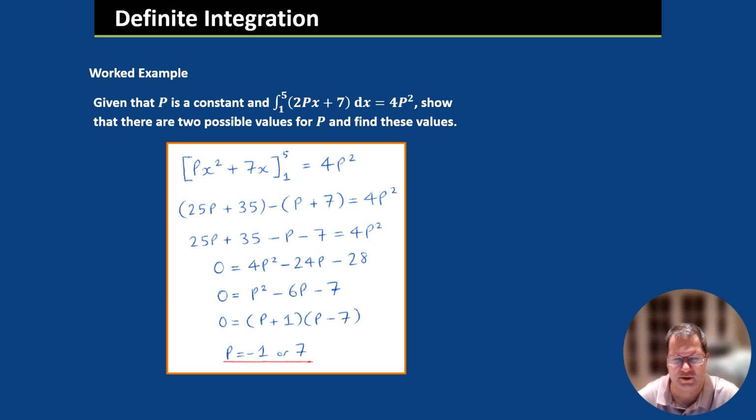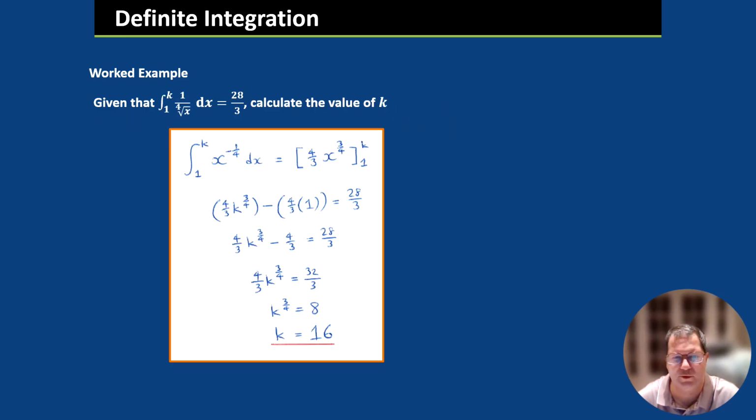Substituting our limits, px squared plus 7x, when we put 5 in it, is 25p plus 35. When we put 1 into px squared plus 7x, we get p plus 7. So we're subtracting p plus 7 from 25p plus 35, still equal to 4p squared. And then by expanding the brackets and rearranging it, we end up with a quadratic of p squared minus 6p minus 7 equals 0, which factorizes and gives us the answers of p equals -1 or 7.